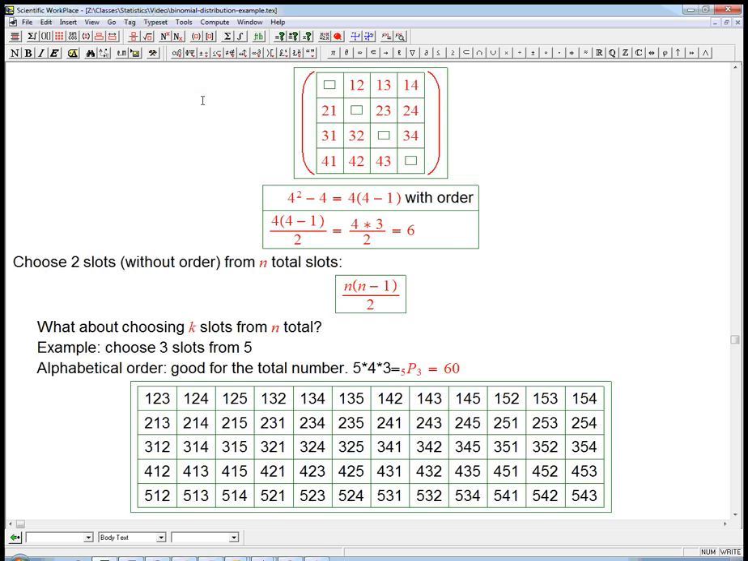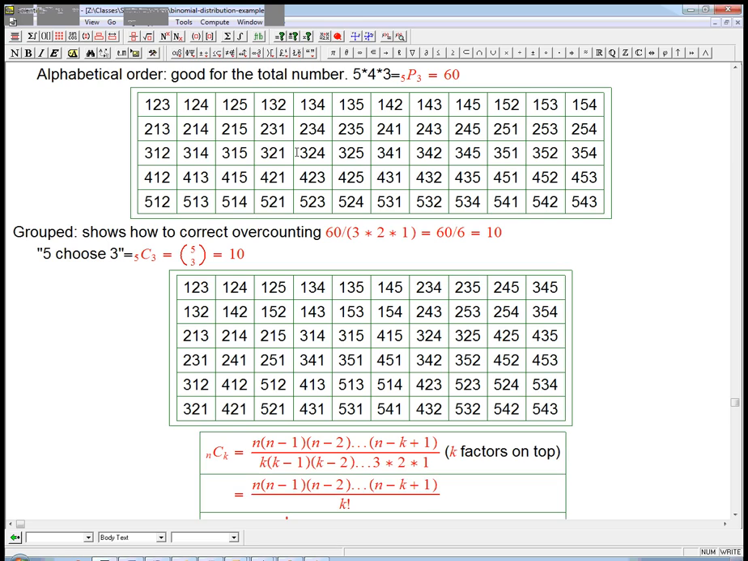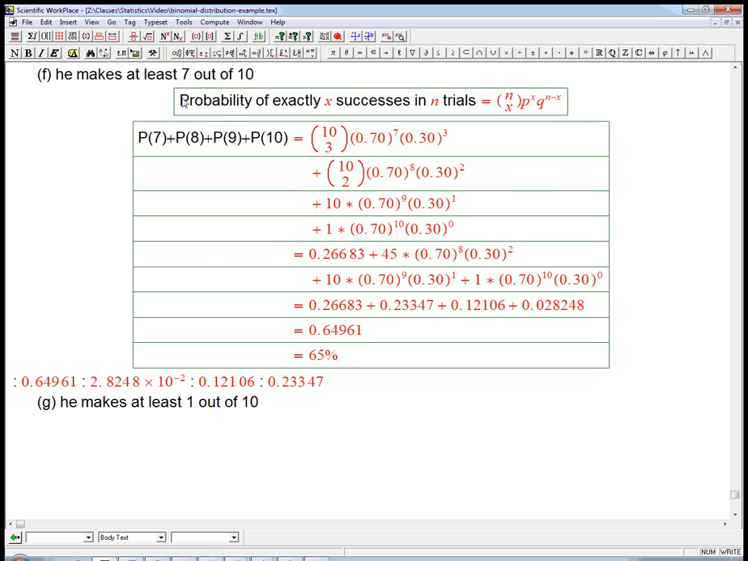So let's do a reality check. Remember, he's a 70% free throw shooter. What's the chance that he makes about how much we'd expect, 7 out of 10 or more? 65%. Pretty good. If you bet on him getting what you'd expect or more, it's more than 50%. That makes a lot of sense.